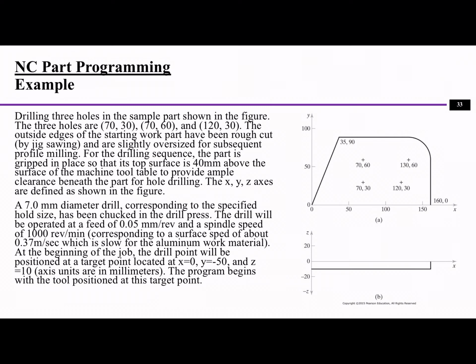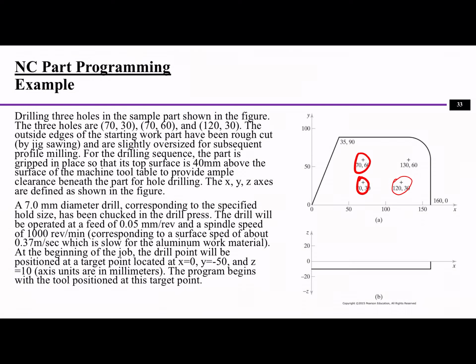Now let's first read this problem description. It's drilling 3 holes in the sample part shown in the figure. So basically we are only drilling 3 holes. You can see there are actually 4 places, but we are only drilling 3 holes. The 3 holes are at 70, 30, this one; 70, 60, this one; and also 120, 30, this hole.